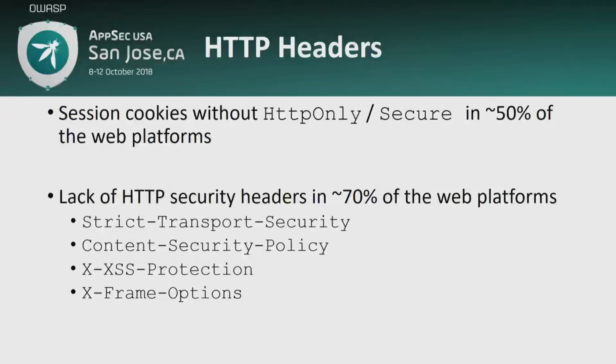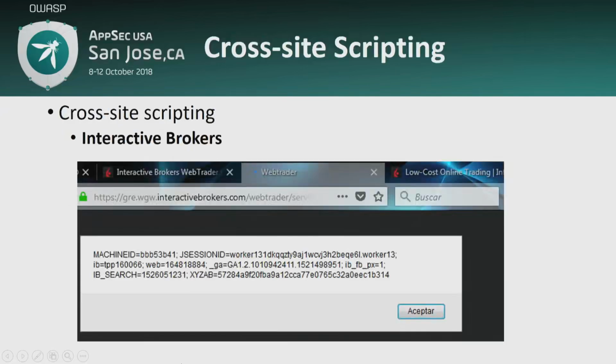When it comes to web as well, HTTP, we all know the good security countermeasures, right? The flags in session cookies, HttpOnly and Secure flag. Half of the applications do not implement these attributes on their session cookies, and they are really important, right? As well as HTTP security headers. Most of the applications, approximately 70% of the platforms, do not implement all or any of these headers: Strict-Transport-Security, CSP, etc.